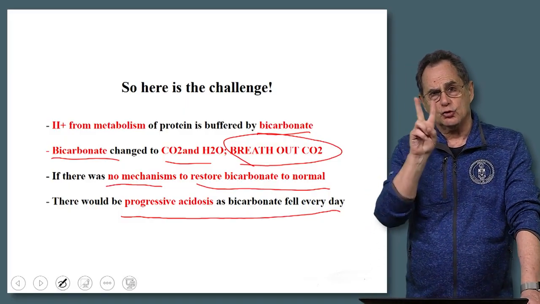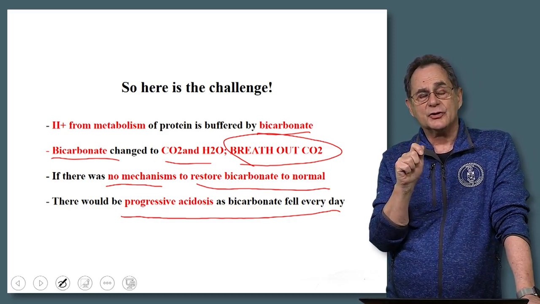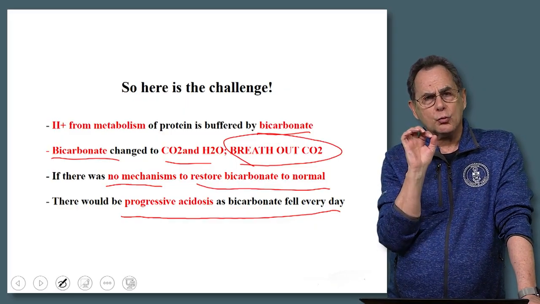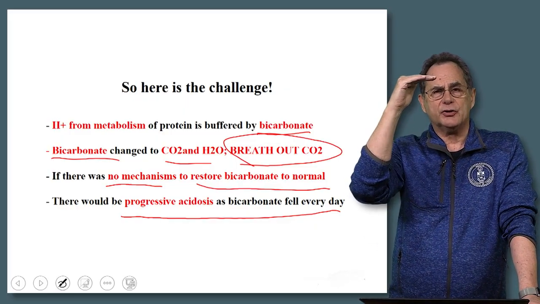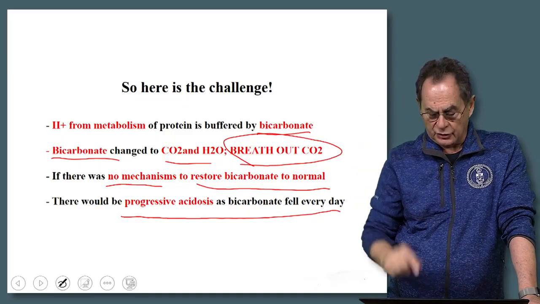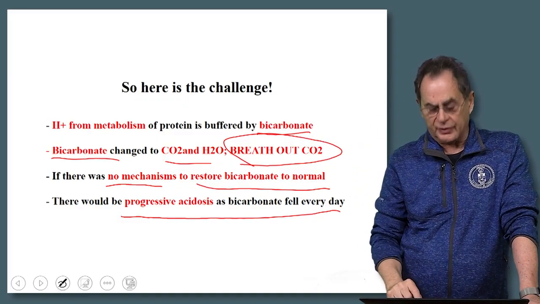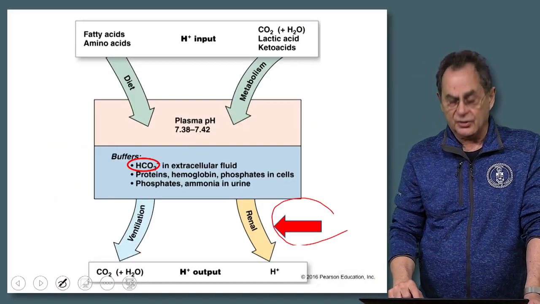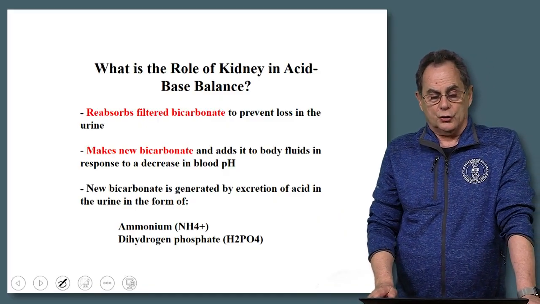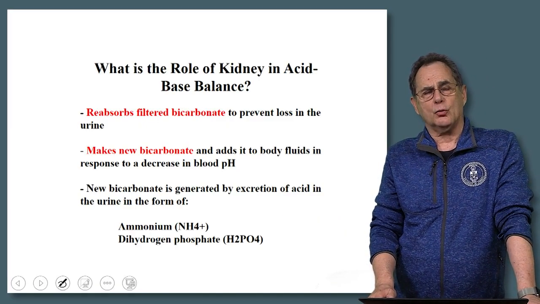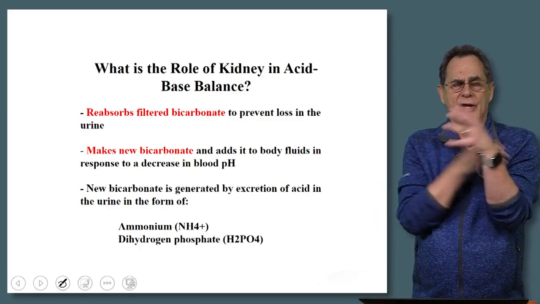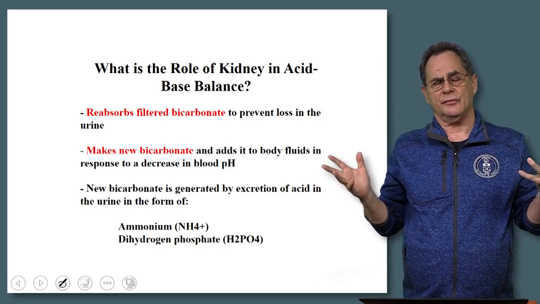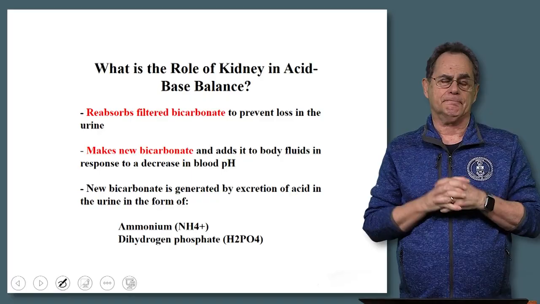The kidney has to do two things. It has to prevent loss of bicarbonate in the urine, and it has to regenerate bicarbonate that is titrated by the hydrogen ion load each day. Those are the two functions that the kidney plays in acid-base balance. So let's take a look at what the kidney does. So the first thing is that the kidney has to reabsorb bicarbonate. Remember that we've said that a lot of bicarbonate, 3,750 millimoles, is filtered every day.